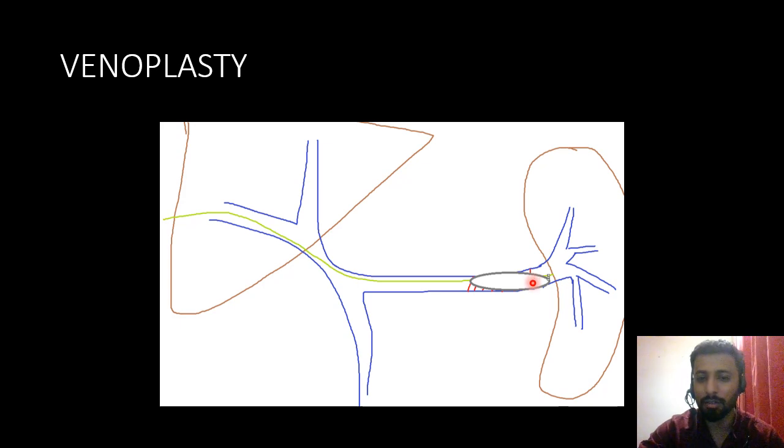But the disadvantage of using a balloon is that once we deflate the balloon and remove it, the veins have a tendency to recoil. So when they recoil, eventually in 1 or 2 days, the vein again gets occluded. So what we do is that if after doing venoplasty, the pressure gradient across the stenosis is more than 5 mm Hg, or if the recoil is more than 30%, then we would prefer to place a stent across it.